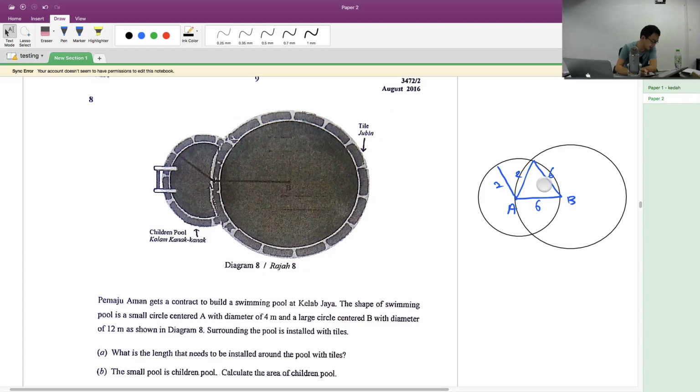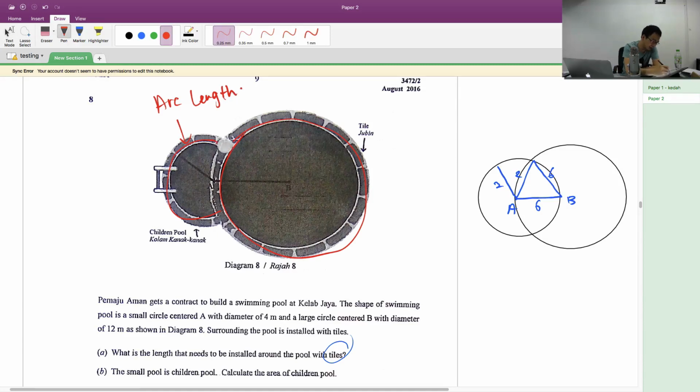Why do I want to do that? Because they ask you what is the length needed to install around the pool with tiles. Basically they want to find how many tiles you need for this one. So you need to get all the circle here plus this one. What I want to do is find the arc length here first, but it's quite difficult because you don't have any angle.